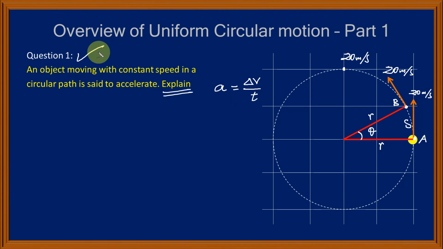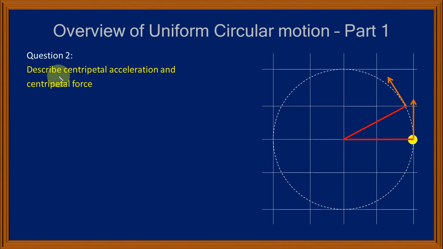Now let's look at the second question. In the second question, we want to describe centripetal acceleration and of course centripetal force. Again, these are new terms. Now remember, this is just an overview, so I'm going through the main points. We have just seen that this object is accelerating. Can we state the direction of that acceleration?